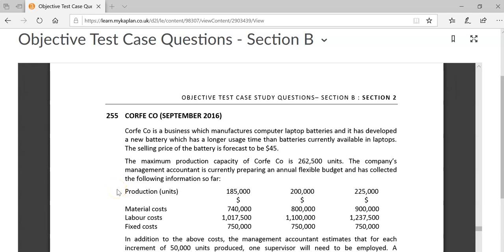Right, guys. Hey, 255. Corfy? I'm not too sure.